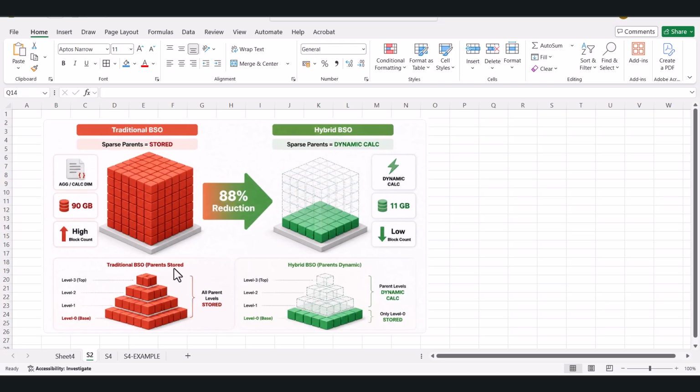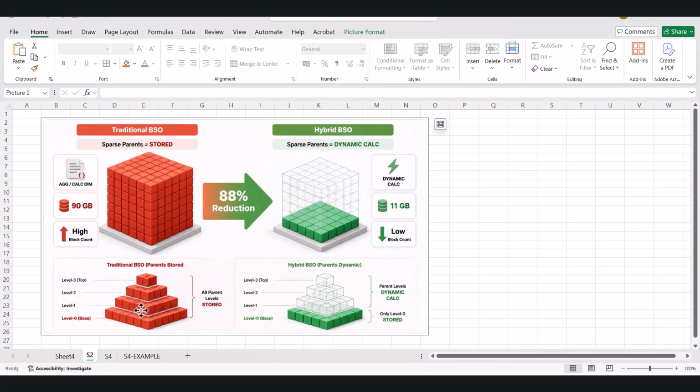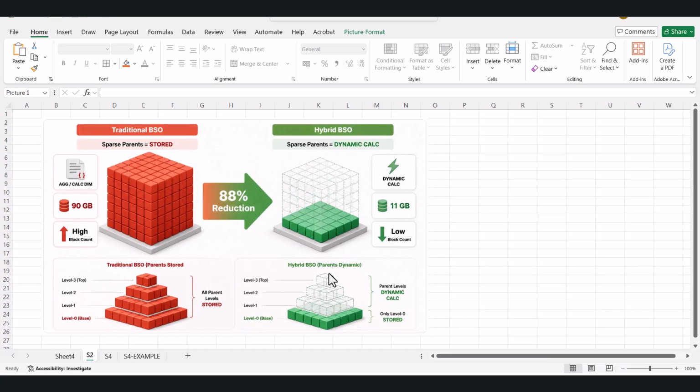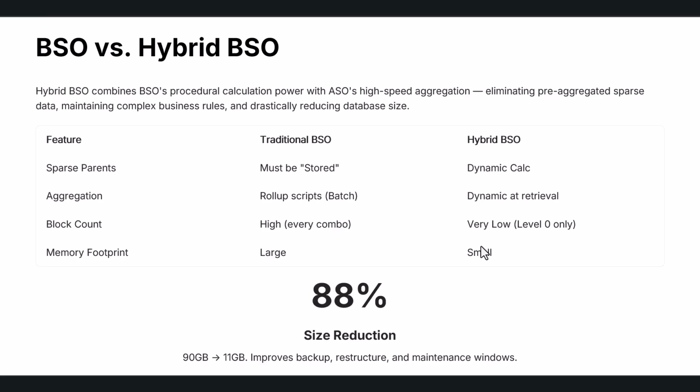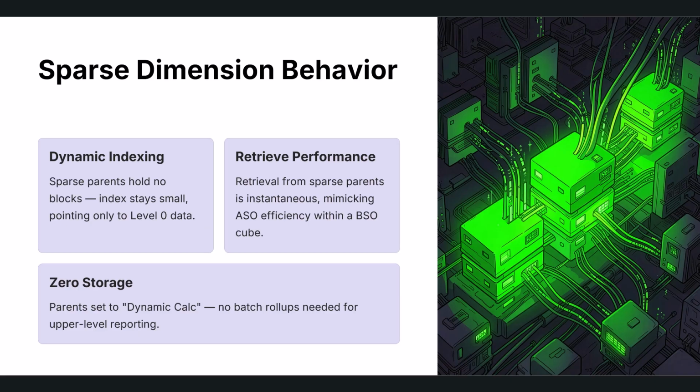This is a traditional BSO where the parent is stored in the lower level. So level 3, level 2, level 1, everything has created a block at the respective levels. But that's not the case in hybrid BSO. It's only generated as per the user access on the fly. So it is a dynamic calc, no blocks get generated, and there won't be any index or addressing for this. When it is addressed, it will calculate on the fly and we get the result on an ad hoc basis. Now let's look into the sparse dimension behavior.